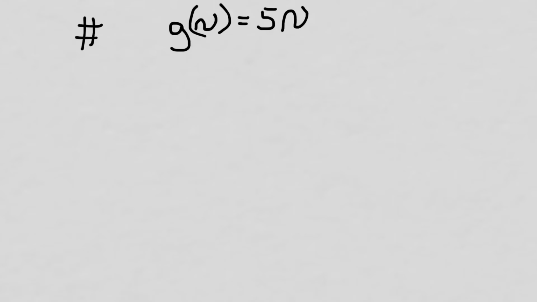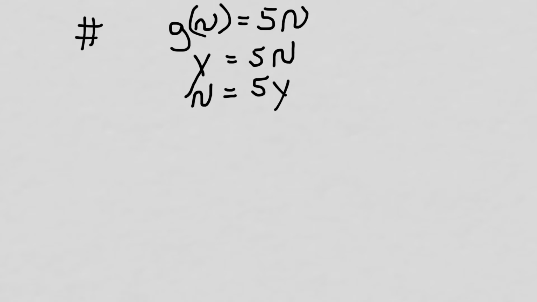All right, starting with number 7, we got different instructions. What we want to do is find the inverse. So here I've got g of n equals 5n. First thing we want to do is make the function equal y equals 5n. Now we want to switch the variables. We end up with n equals 5y.